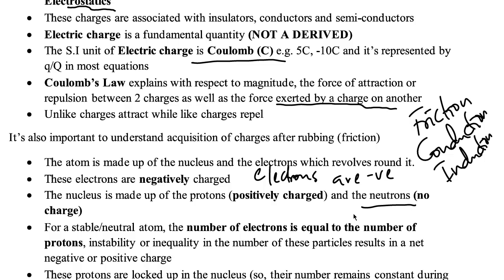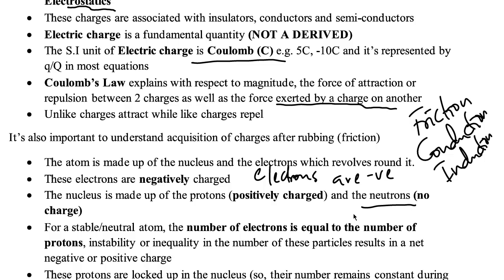You get that? So for a stable or neutral atom, remember we said before that the number of electrons is equal to the number of protons. This can be asked in the exam. When an atom is neutral, what happens? Number of electrons is equal to what? Number of protons. Not number of protons equals number of neutrons, right? The number of electrons is equal to the number of protons, right?